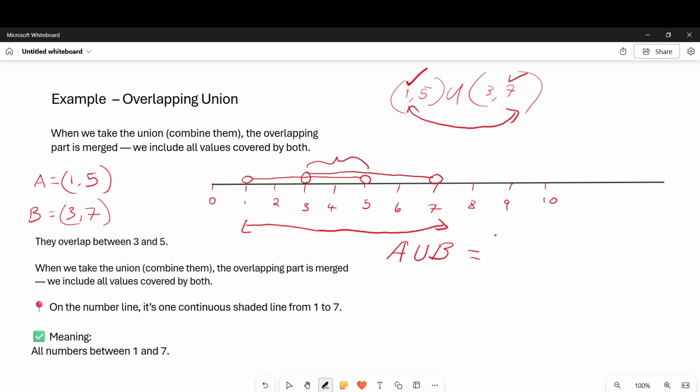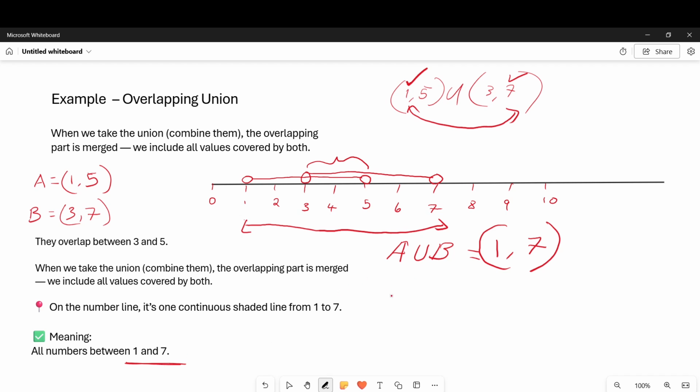So A union B is equal to (1, 7). We can write it like this, with no need to write two separate intervals, because it is combined, joined together. The meaning is, on a number line, it's a continuous shaded line from 1 to 7. So the meaning is all numbers between 1 and 7.